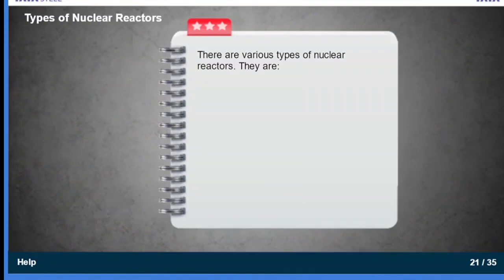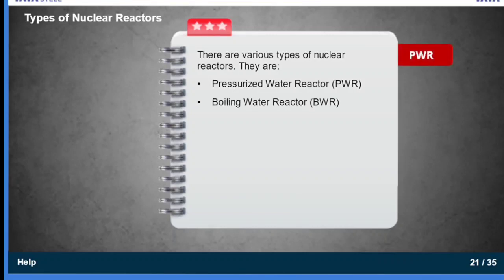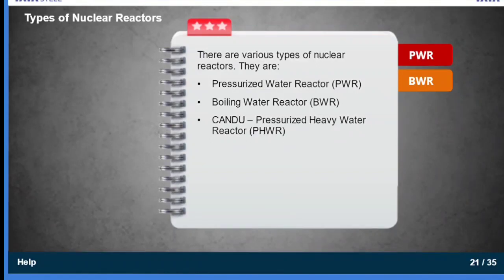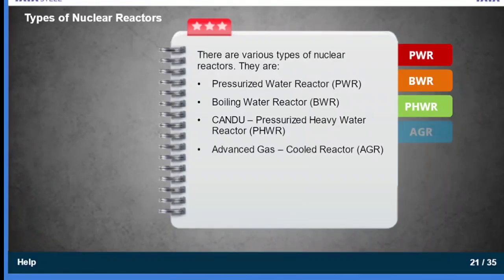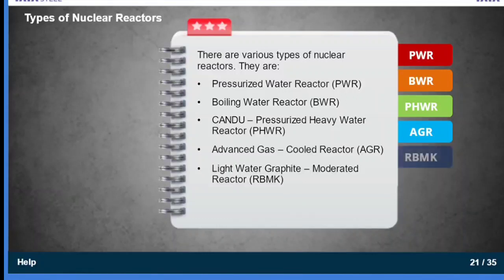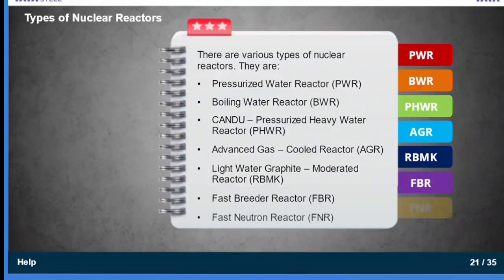There are various types of nuclear reactors. They are pressurized water reactor or PWR, boiling water reactor or BWR, CANDU, pressurized heavy water reactor or PHWR, advanced gas cooled reactor or AGR, light water graphite moderated reactor or RBMK, fast breeder reactor FBR, fast neutron reactor. Click each colored tab to learn more.